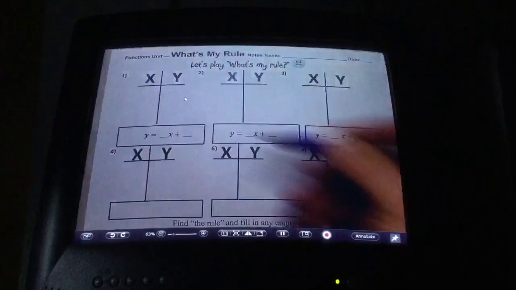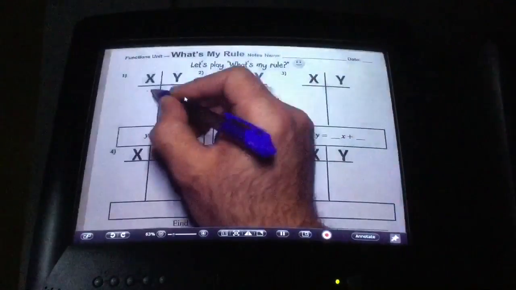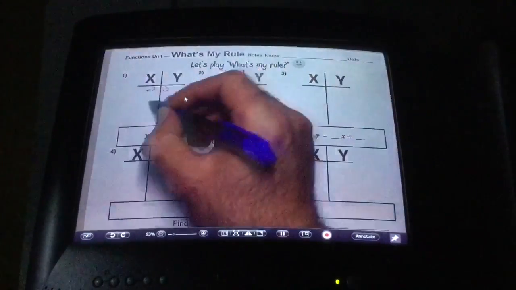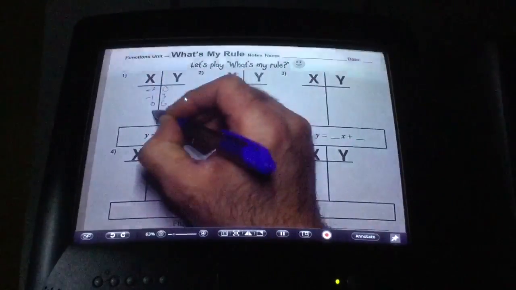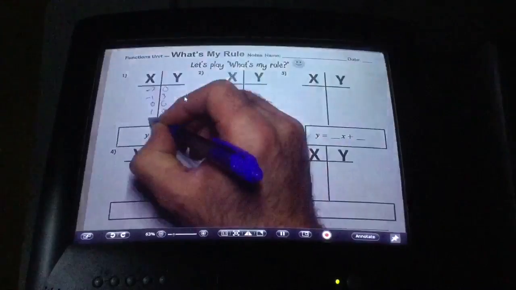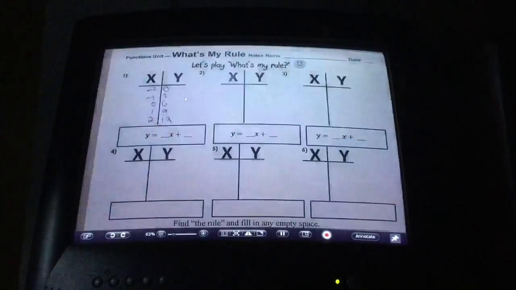Now for number one, I'm just going to go ahead and give you the values. The values are -2, 0, -1, 3, 0, 6, 1, 9, and 2, 12. Okay, now this is the XY chart that I have for you.